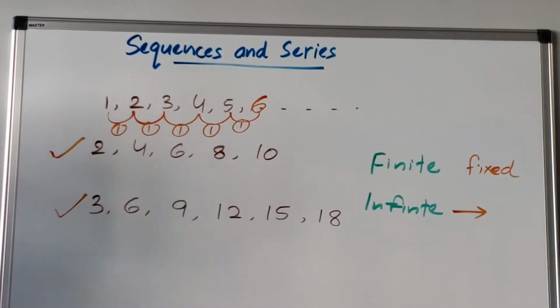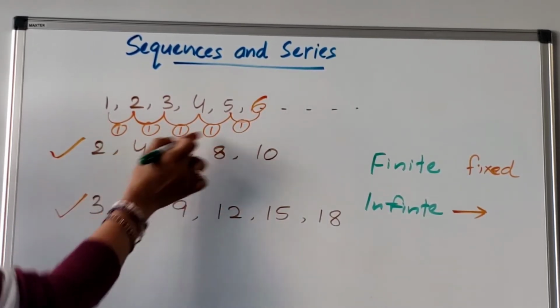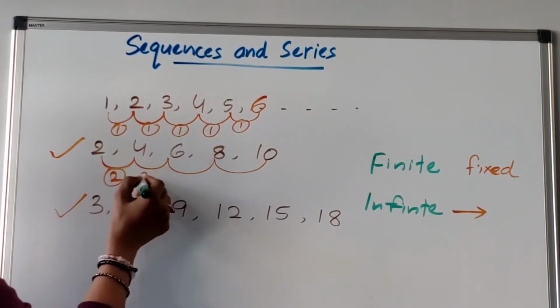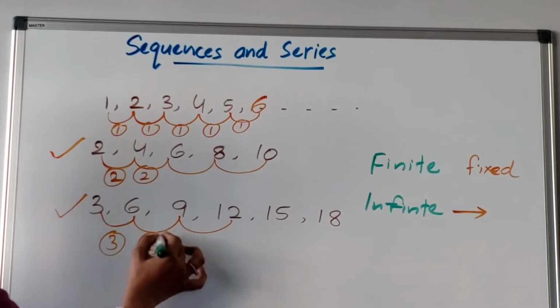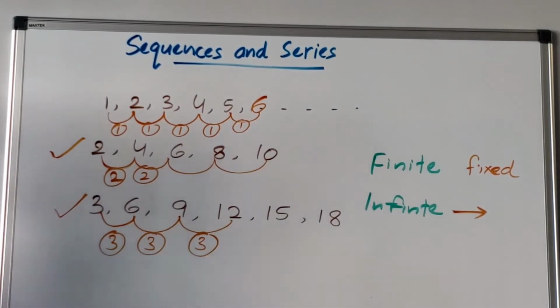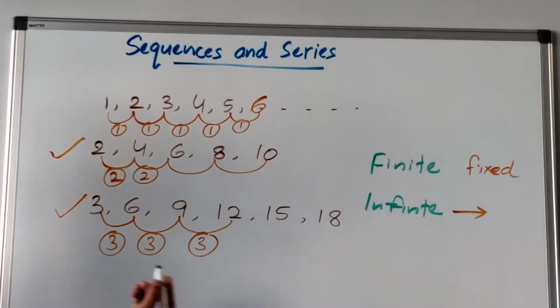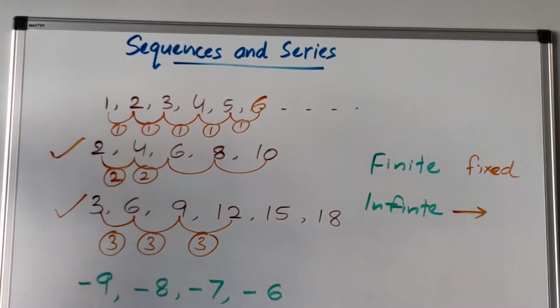One more important concept that you would have noticed, as I just indicated, is that the terms in the first sequence were increasing by 1. The terms in the second sequence are all increasing by 2 each time, while in the next case, the terms are increasing by 3 each time. It's not that the terms only increase by adding a positive number. It can also happen if I start with -9, and I have -8, and I have -7, and I have -6. So the sequences can have negative terms as well.